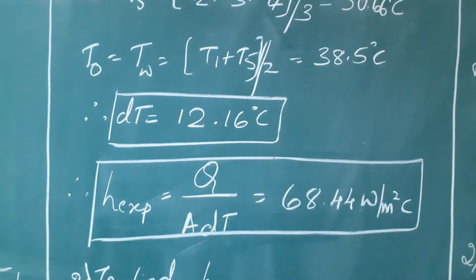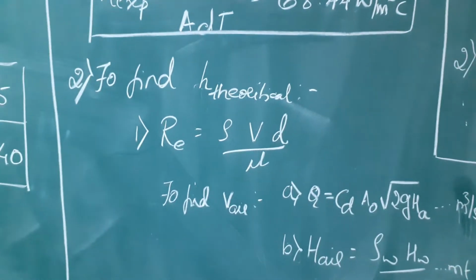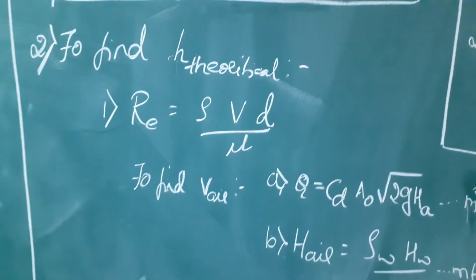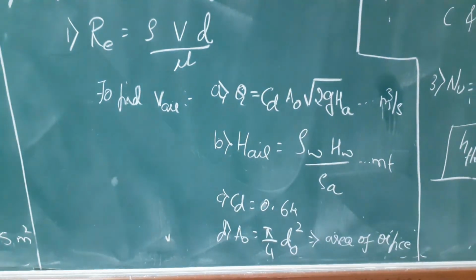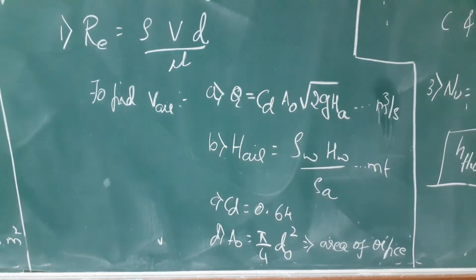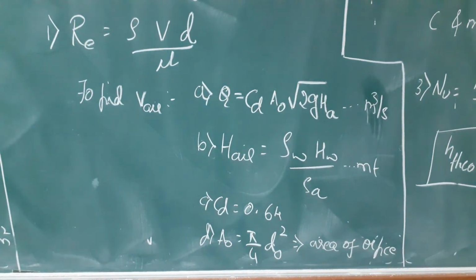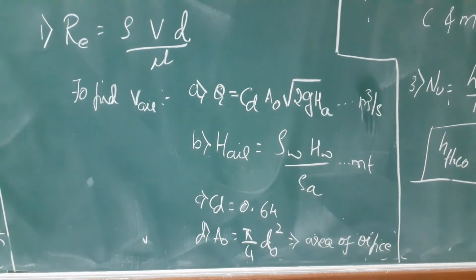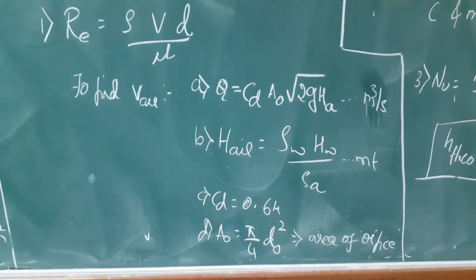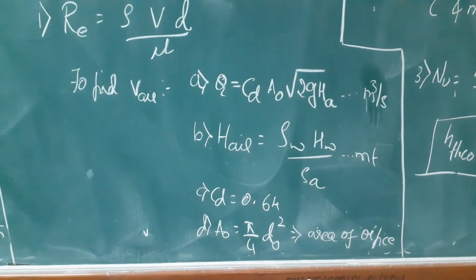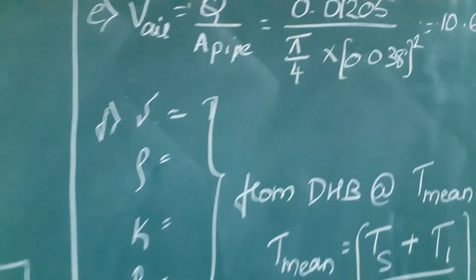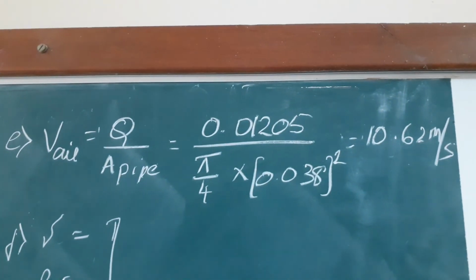Then we'll go for finding the value of h theoretical. To find h theoretical, we first need the Reynolds number. The Reynolds number formula is rho V d by mu. For that, we need some values, so to find the velocity of the air, this is the step we follow. First we identify Q. Q is nothing but Cd into A naught into square root of 2 g h air, where head of air is equal to rho water into head of water divided by rho of air. Cd is the coefficient of discharge of the orifice, 0.64, and A naught is the orifice area, pi by 4 into d squared. If you find that, we get the area of the orifice. With all those values substituted, we get the velocity of the air.